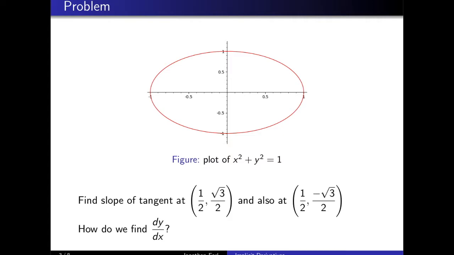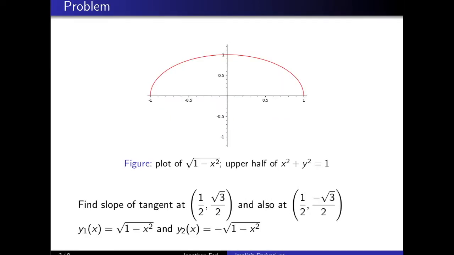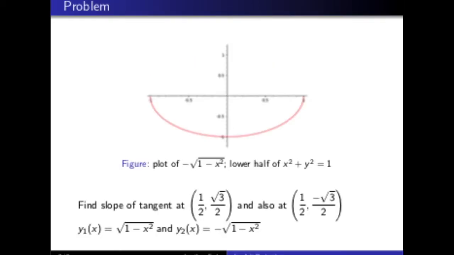Well, one easy way of solving this is to say, listen, if we take the top half and the bottom half, we'd get something that would pass the vertical line test, so we'd get functions out of that. So we could say we've got y1, which is square root of 1 minus x squared, the top half of the circle, and y2, which is minus square root of 1 minus x squared, the bottom half of our circle.